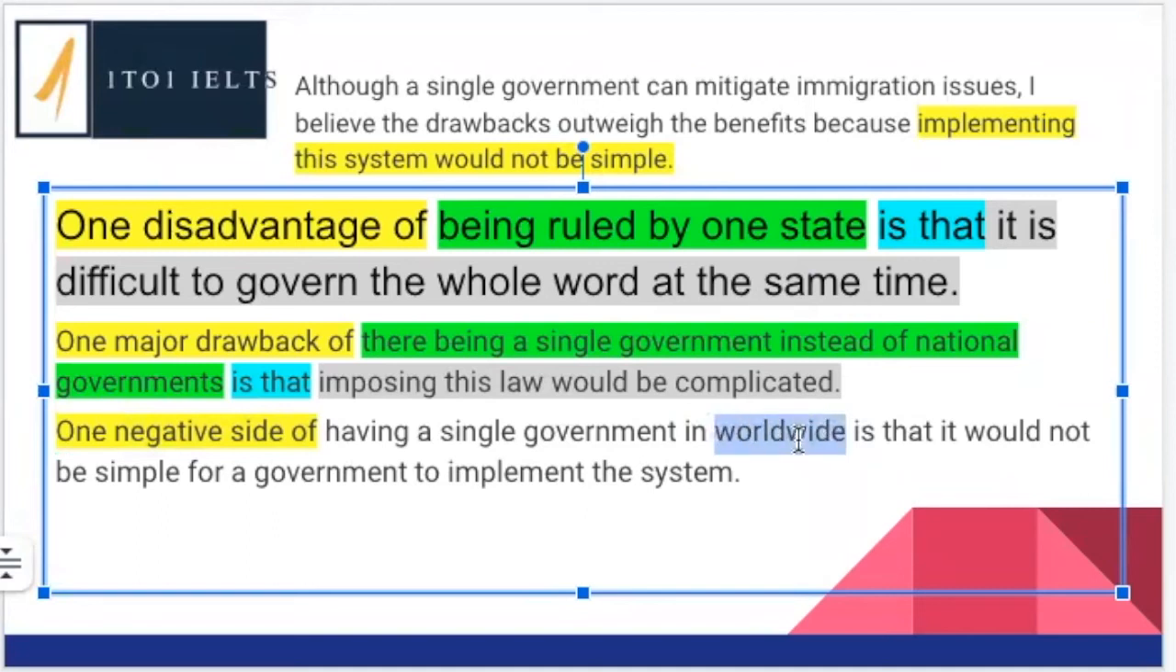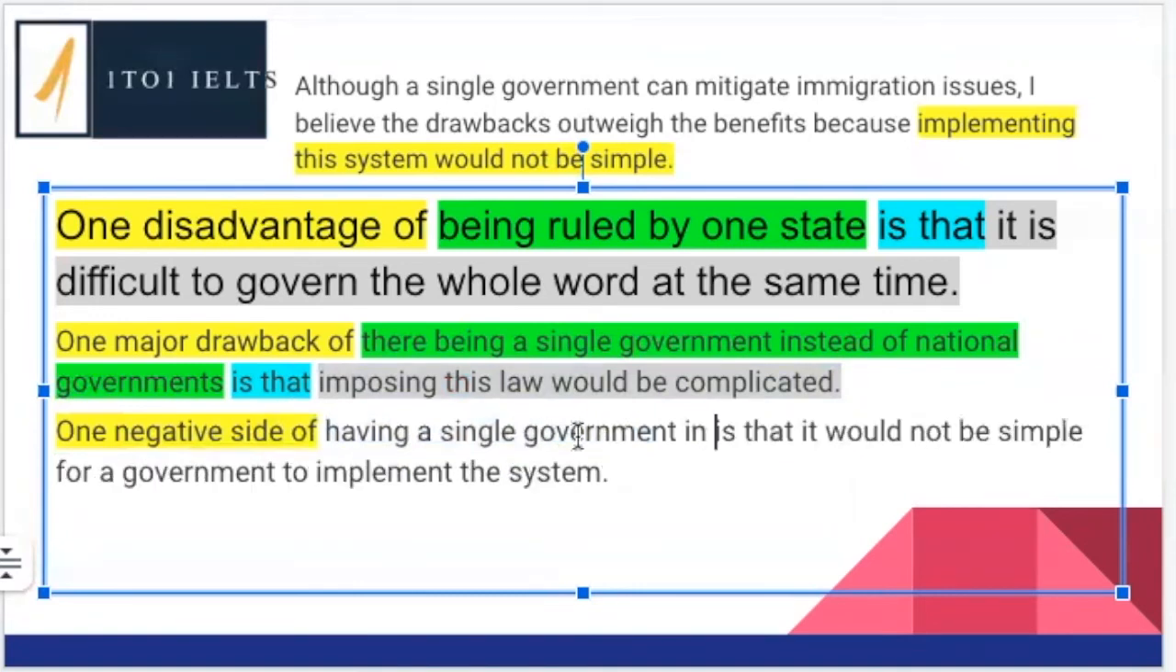So an adjective, what does an adjective describe? What type of word? So an adverb supports a verb, Mary. So an adjective supports a noun. Excellent. So what is our main noun here in this sentence? In this clause, what is our main noun? Government, exactly. So we put our worldwide before the government.